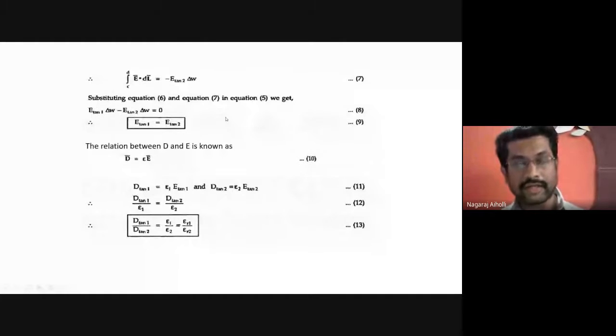Therefore, the integral C to D of E bar dot dl bar will have the same magnitude, but the polarity will be opposite. For the second medium it will be E tan 2 delta W with a minus sign. That is, integral C to D E bar dot dl bar is equal to minus E tan 2 delta W. Now substitute these integrals, whatever we have got for A to B and C to D, in equation number 5, the main equation.